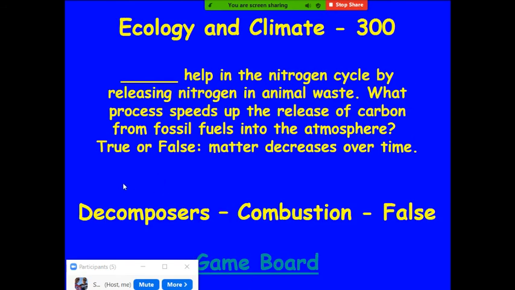Decomposers break down organic molecules and return nitrogen into the atmosphere, or pardon me, into nature. Sometimes it's the atmosphere, sometimes it's actually the ground. Combustion, which is a fancy word for burning, and matter does not decrease over time. It's called the law of conservation of matter. Matter can only be transformed or changed, but you can't get rid of an atom. It just recombines with something else. So that is a false statement.